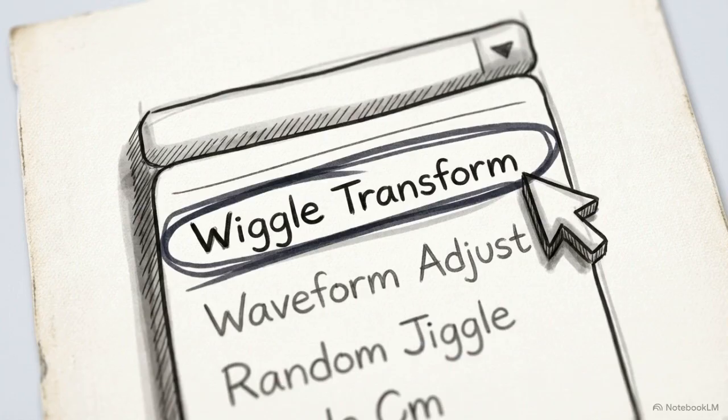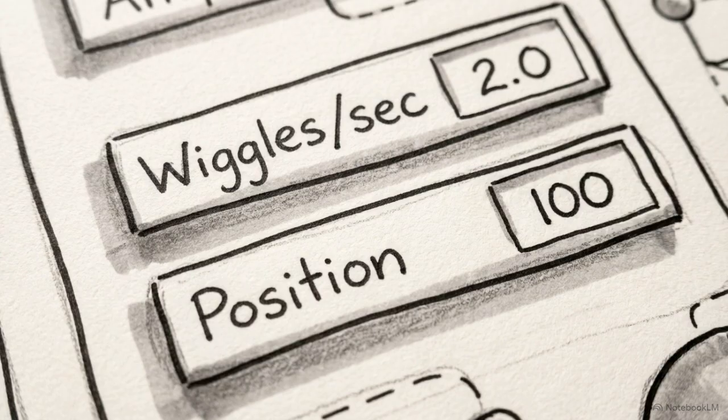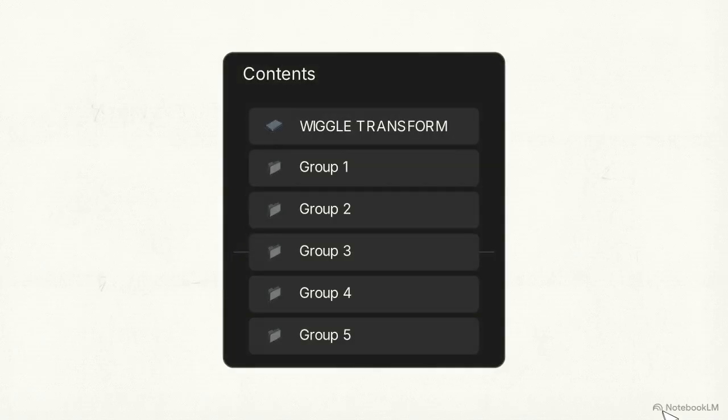Now we add the engine. Go to the Contents menu and apply the Wiggle Transform operator. Set your baseline parameters to 2.0 wiggles per second and 100 pixels of position. Look closely at this layer hierarchy. The most common point of failure happens right here.